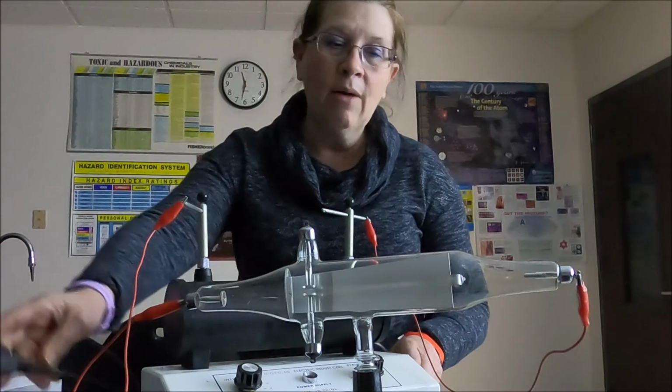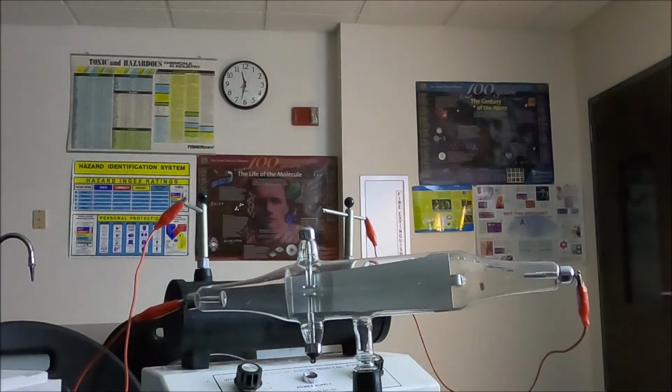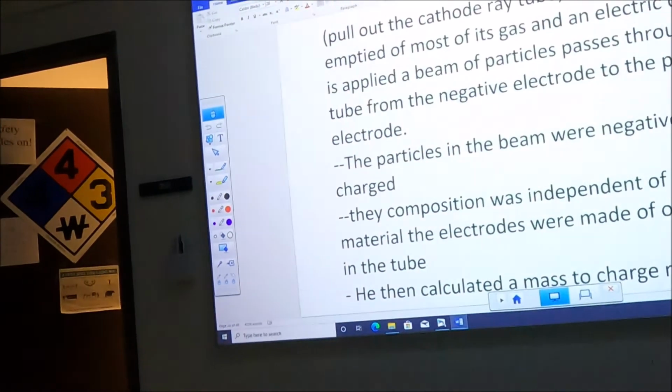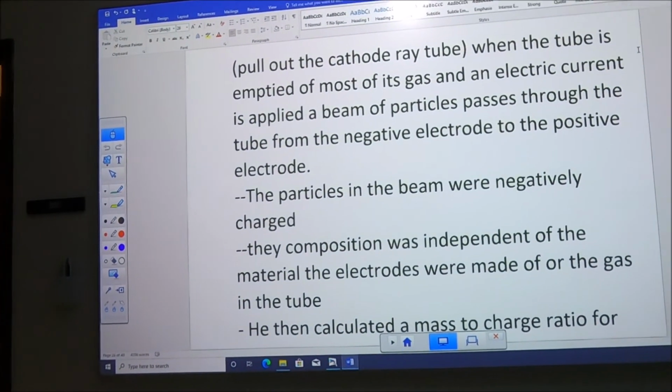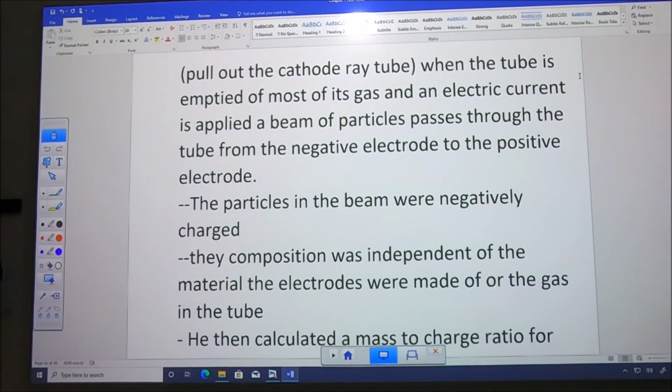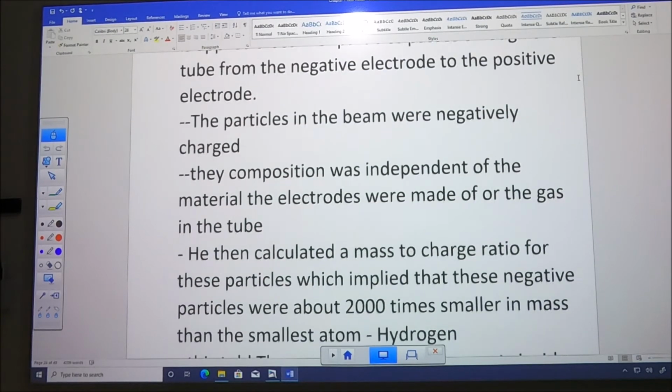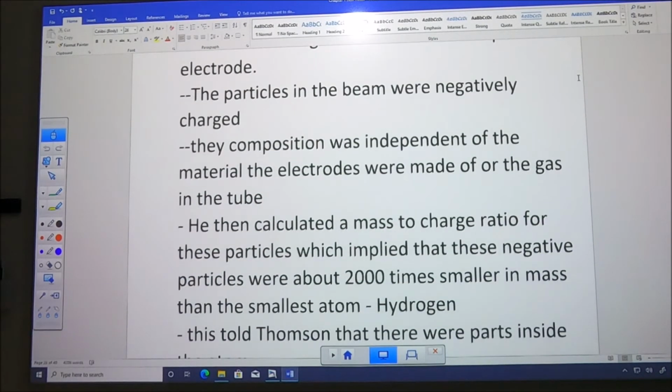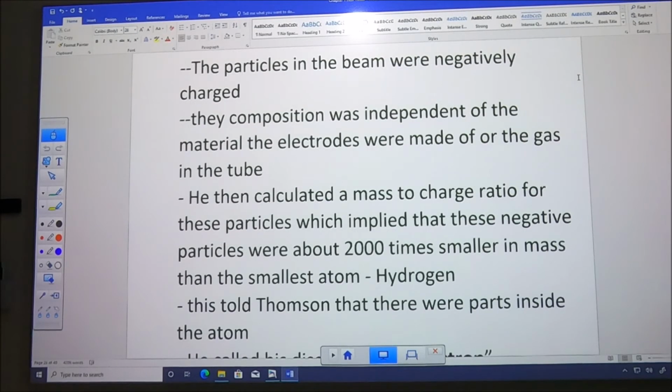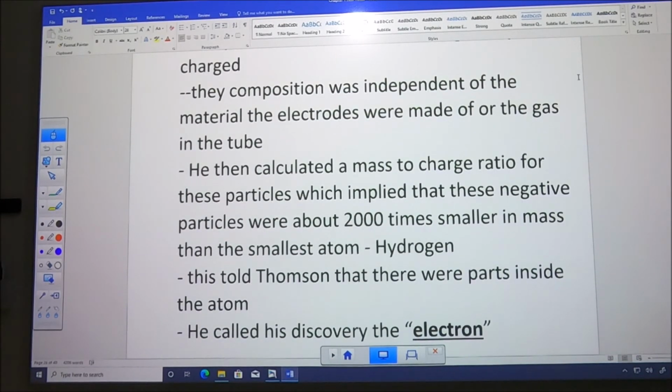Okay? This is what Thomson was doing. And by looking at how the beam responded to the magnet, what Thomson was able to figure out was that that beam of particles was made up of negatively charged particles. And they were very, very tiny. He changed out the gas, he changed out the electrodes, and he always got the same behavior. There's a tiny negatively charged particle moving through that chamber.